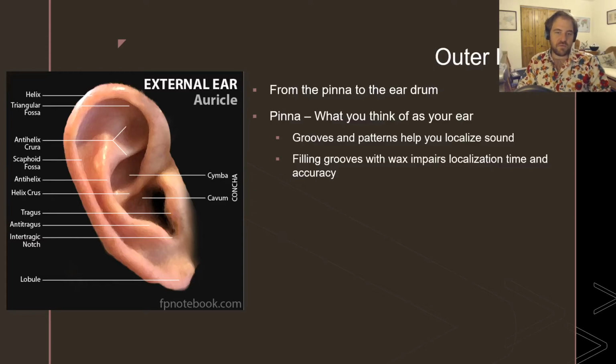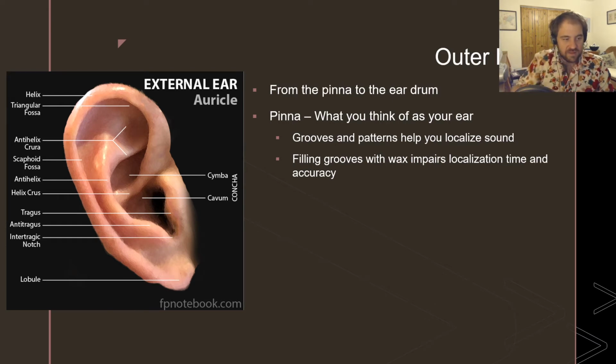All right, so let's continue with hearing anatomy. We're going to look at the outer ear first. There's three different portions of the ear that we're going to talk about: the outer ear, the middle ear, and the inner ear. The outer ear is from the pinna to the eardrum.